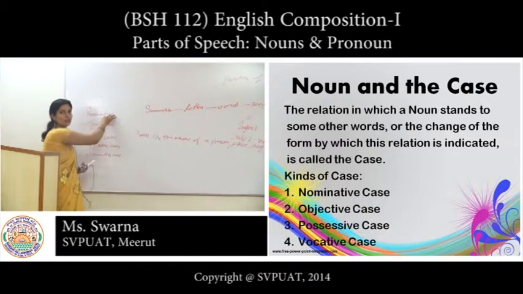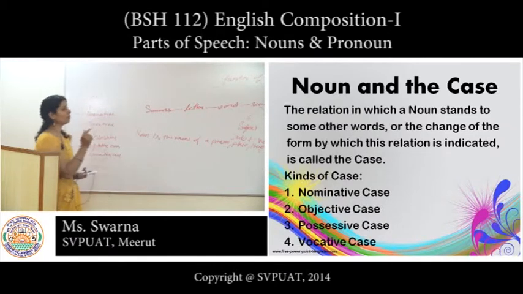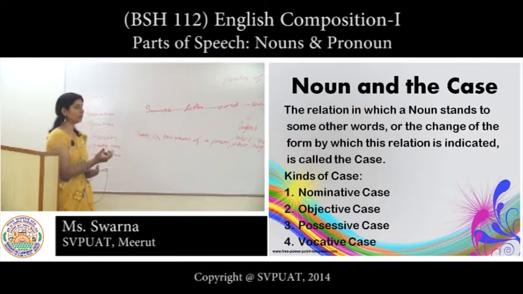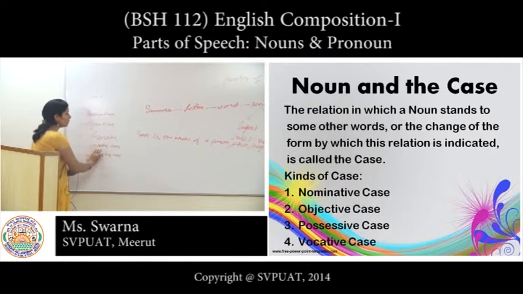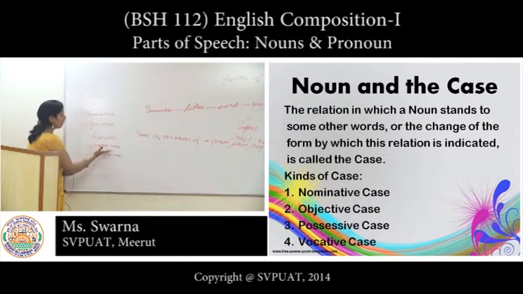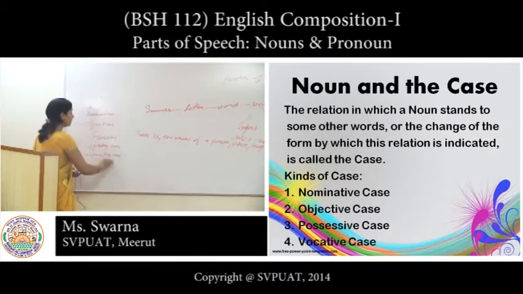Like, if we use noun at the position of subject, then it is called nominative case or subjective case. When we use noun at the position of object, then it is called objective case. And when we use a noun in the sense of possessive, then it is called possessive case. When we use nouns in an optative sentence, then these are called optative case. And when we use these nouns in vocative sense, then these are called vocative case.